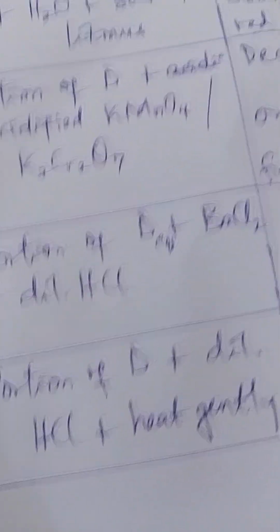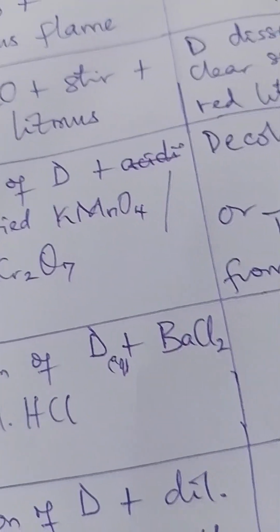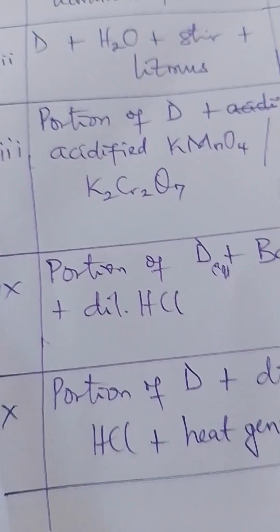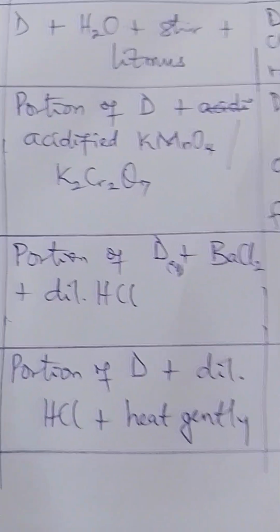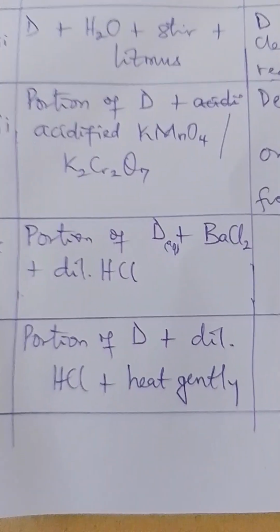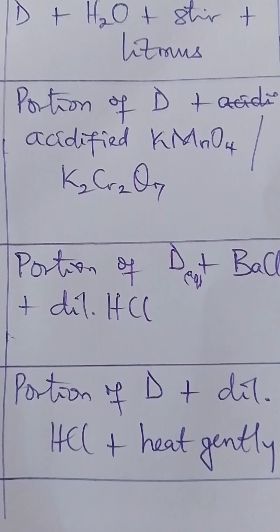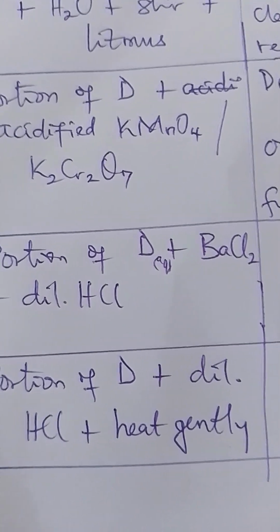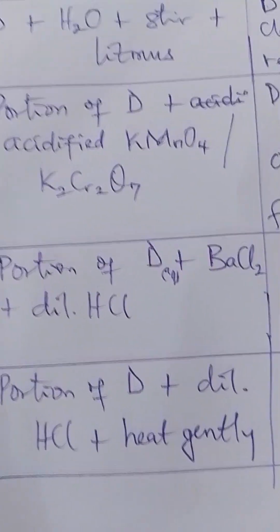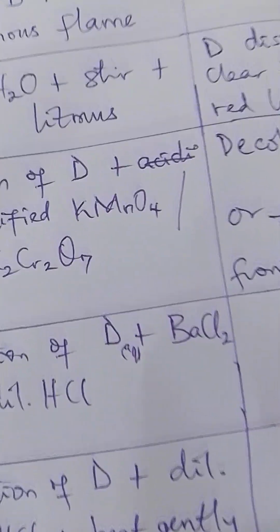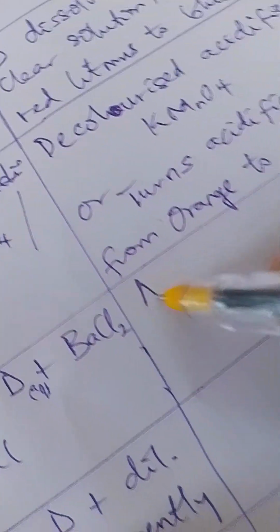Now the next thing they want us to do is, what is inside this sample D itself? So that was the next thing they want us to see. That's the next one, which is portion of D plus barium chloride plus dilute HCl. If you do that, you are going to observe a white precipitate.